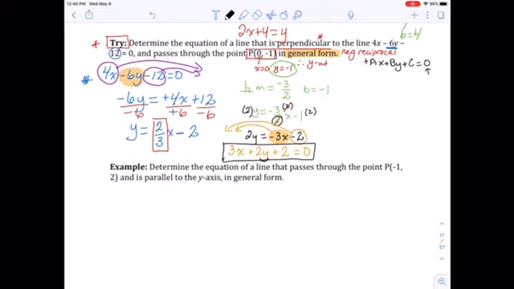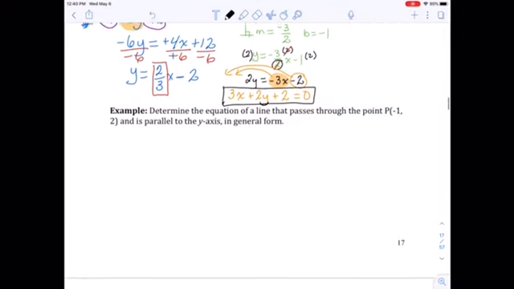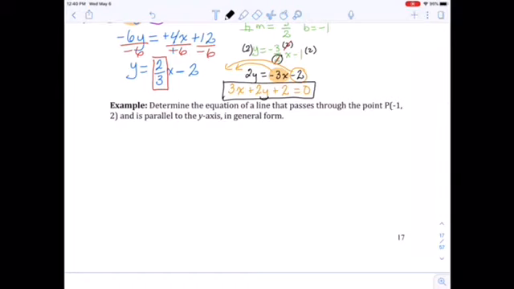Let's look at this next example. Determine the equation of a line that passes through the point P negative 1, 2, and is parallel to the y-axis in general form. Oh boy, parallel to the y-axis. So let's think this through. Okay, I'm going to draw a little line. Think it through or draw it, right? I think a lot of times on tests, students will be like, oh, I just need some grid paper. So there we go. There's our x and y axis. So a line that goes through P negative 1, 2, and is parallel to the y-axis.